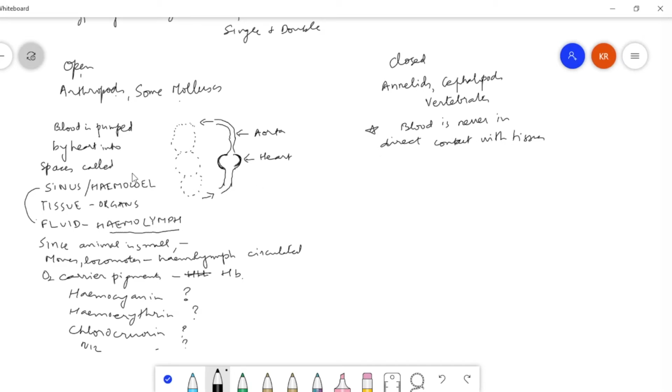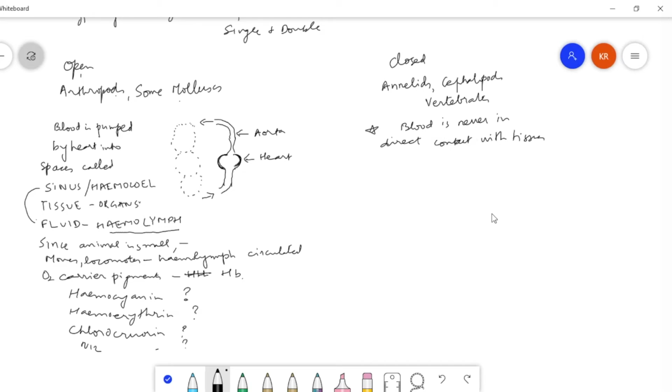Whereas in the open circulatory system, we said that in this space over here, tissues and organs are present in this hemolymph, and the tissues and organs are all bathed in this. They are actually taking a bath in this hemolymph. That means it's in direct contact. Whereas in the closed system, the blood is never in direct contact with tissues.